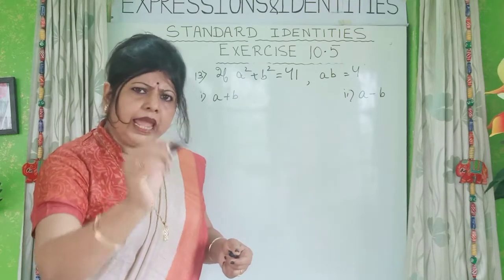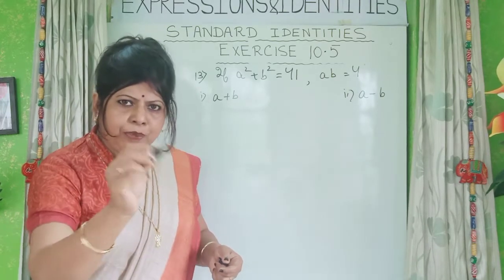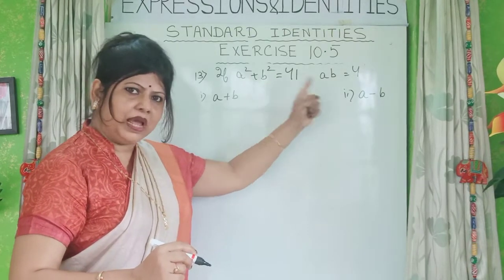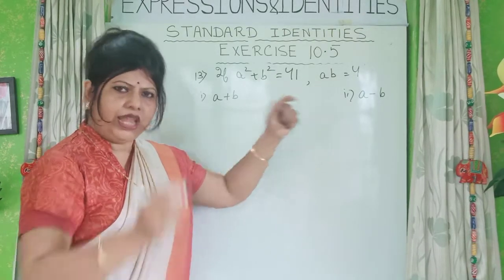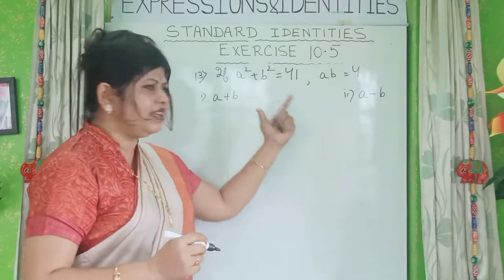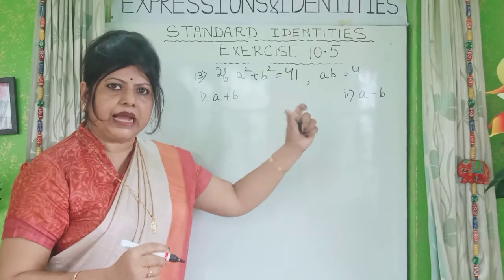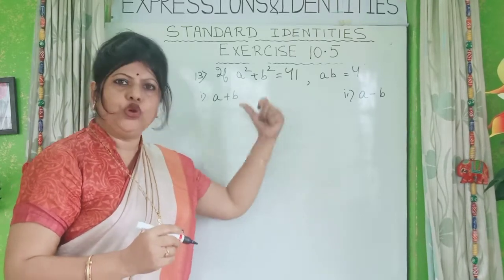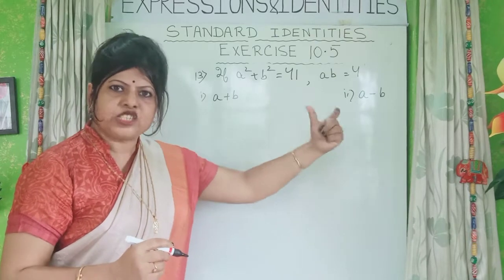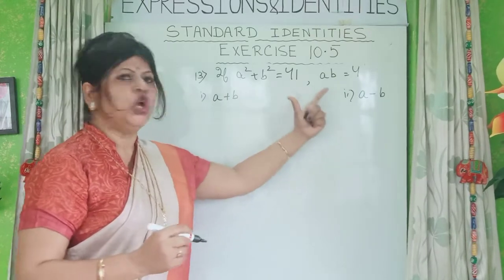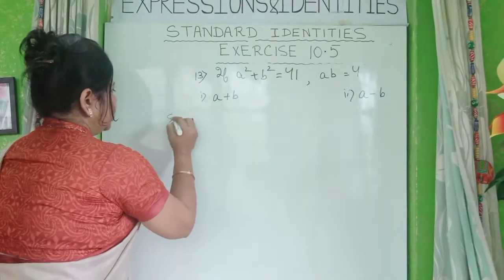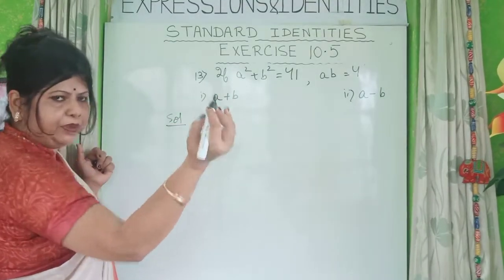So, what is a plus b whole square? a plus b whole square is a square plus b square plus 2ab, or a square plus 2ab plus b square. Followed? So, by this we can understand, we can make out that I have to use the identity a plus b whole square, because a plus b whole square expression is going common over here. So we begin with solution. The first one, that is a plus b.